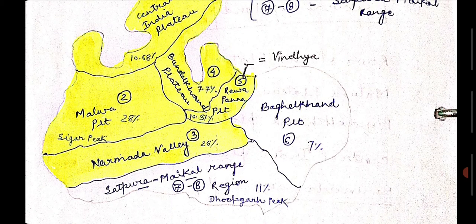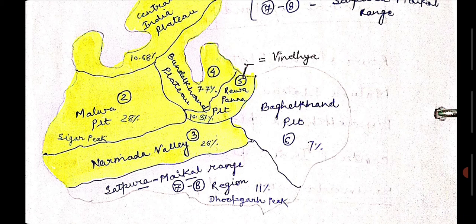And third actually is Satpura Maikal Range. Satpura Maikal Range is 11% of Madhya Pradesh. So first is Malwa Plateau 28%, second Narmada Valley 26%, third Satpura Maikal Range 11%. Its highest peak is Dhupgarh in Mahadev Hills. Fourth is Central India Plateau 10.68%. Fifth is Riva Panna Plateau 10.37%.